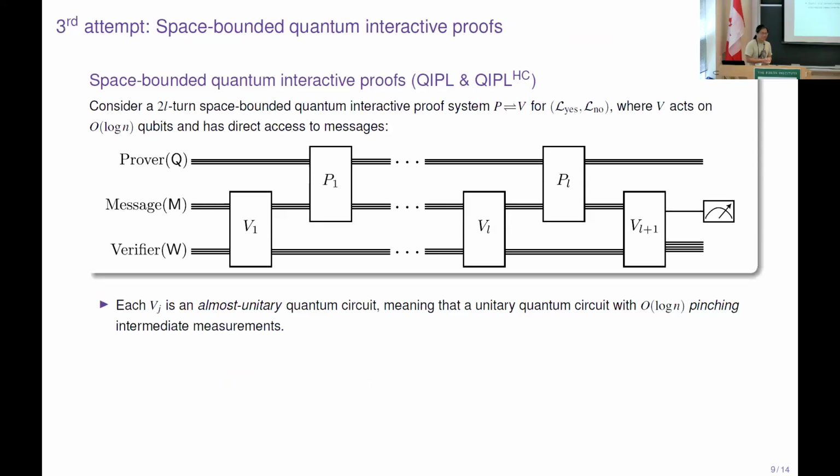So our actual definition is looking for something even a bit weaker. Here we call the verifier's action an almost unitary quantum circuit, meaning that it's a unitary quantum circuit that can also use log n intermediate measurements.